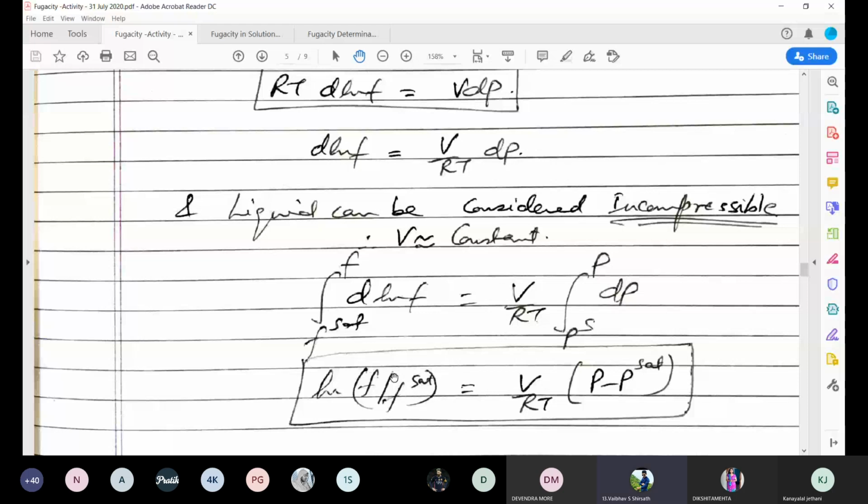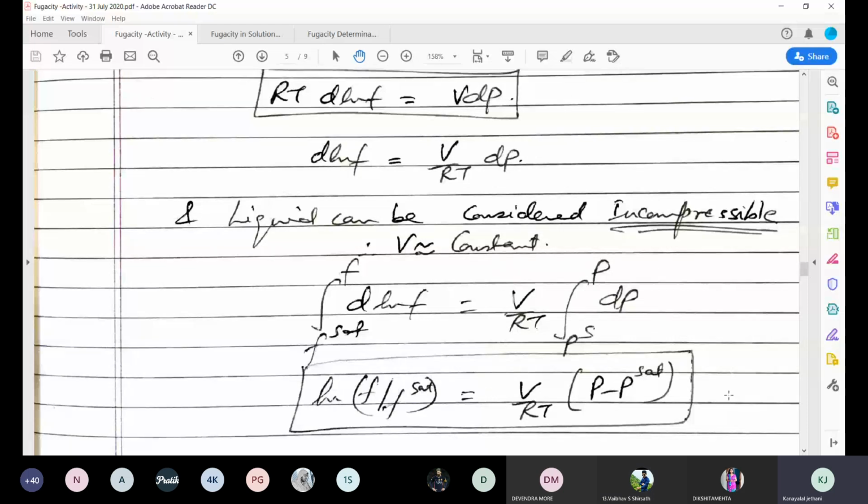ओके सर, समझा ना. सैचुरेशन प्रेशर तो एनीवे राइट हैंड साइड भी 0 है ना, बिकॉज P इज इक्वल टू P सेट हो जाएगा, तो राइट हैंड साइड भी 0 हो जाएगा ना. बट इफ आई वांट टू कैलकुलेट fugacity at any pressure other than saturation pressure, then I can use this equation. यस सर. ठीक है. Okay.